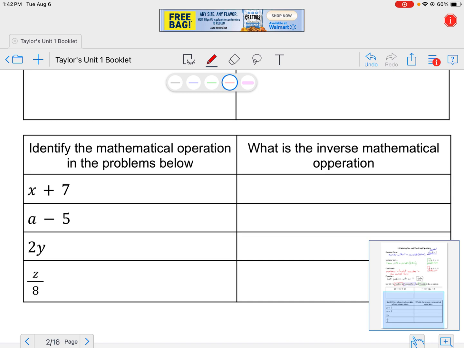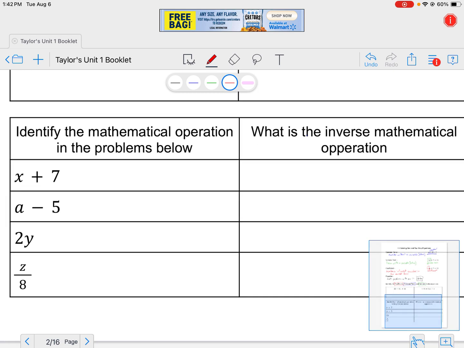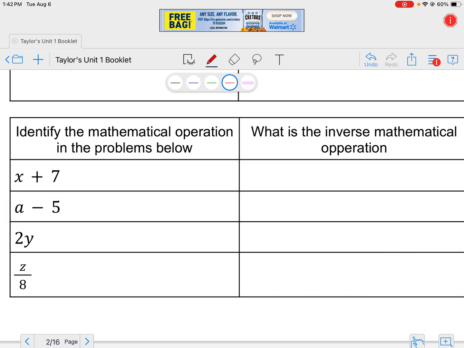So the next thing that we need to do is talk about our basic mathematical operations, and then we're going to talk about the inverse of them. So in this first problem right here, we have x plus 7, and so our mathematical operation that is happening is addition or adding. In our next problem, it's a minus 5, so the mathematical operation is subtract.